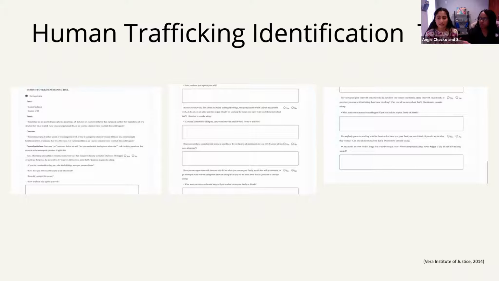The human trafficking identification tool from the Bureau of Justice Institute is very long. It takes about an hour or so, but they are very thorough with their questions. It's very helpful to be able to know what to ask in order to identify if something's going on. But yeah, this is the tool we were talking about that we use to identify if there's any human trafficking going on.